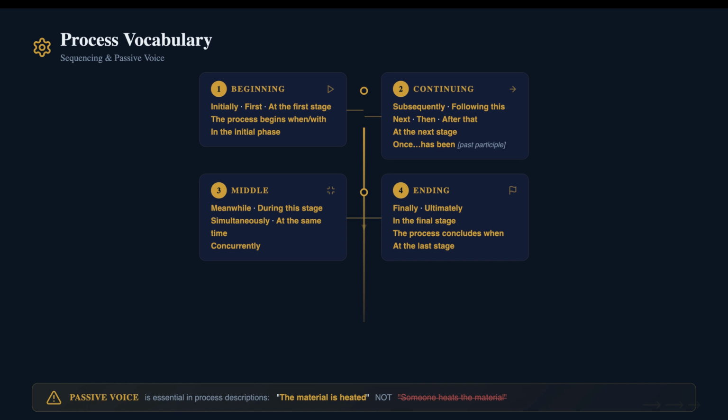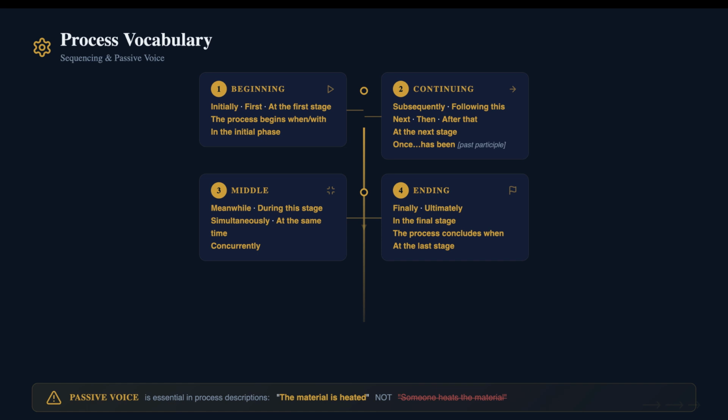Then we move on to continuing. What do I mean by continuing? Continuing here refers to the continuing process of doing something. So we have this group of words we can use to describe that. For example, we have subsequently, following this, next, then, after that, at the next stage, once, has been. And we use past participle in here, or verb 3 column.